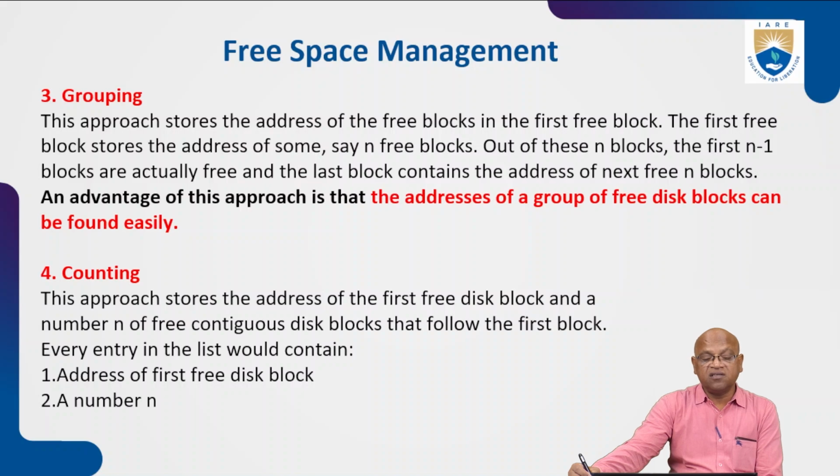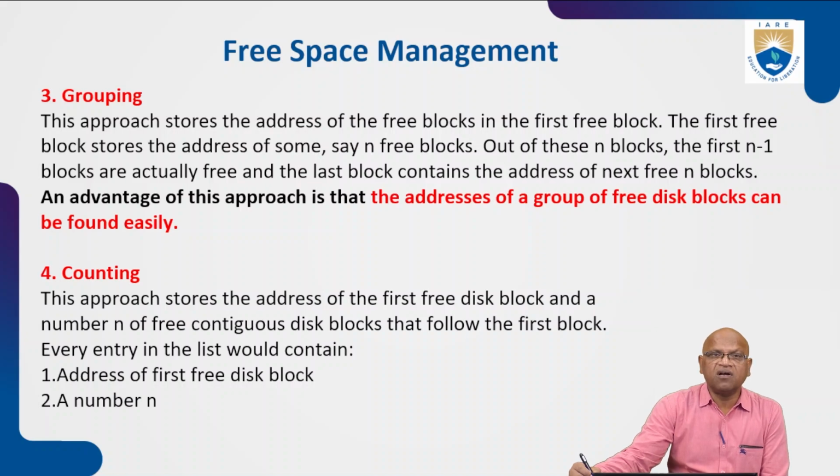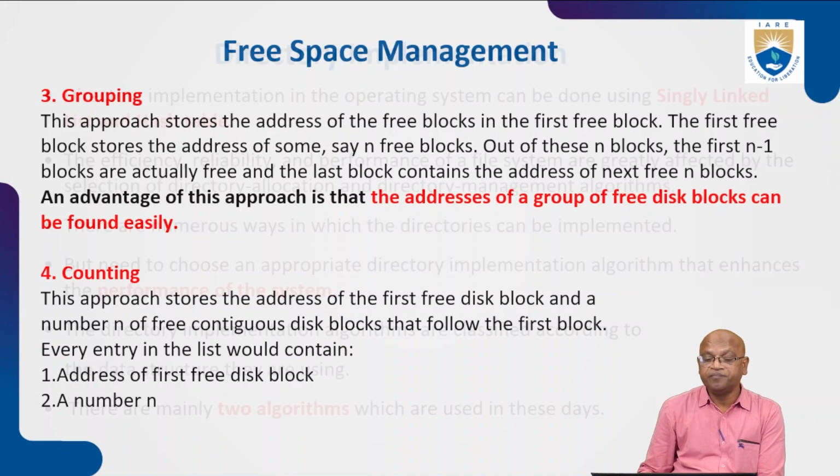The next one is counting. This approach stores the address of the first free disk block and a number n of the free contiguous disk blocks that follow the first block. Every entry in the list contains the address of a free disk block and a number n. So it counts continuously how many blocks are available. That is counting.